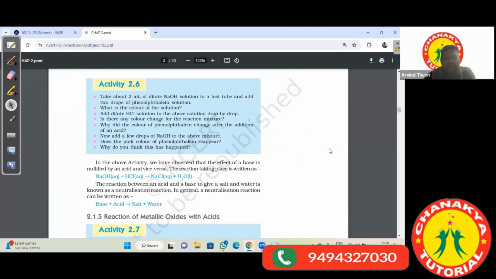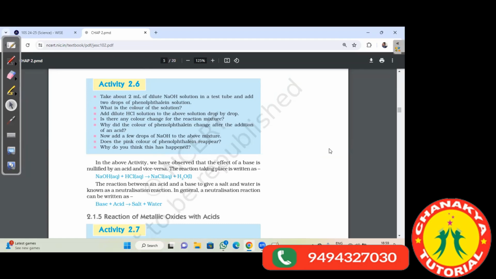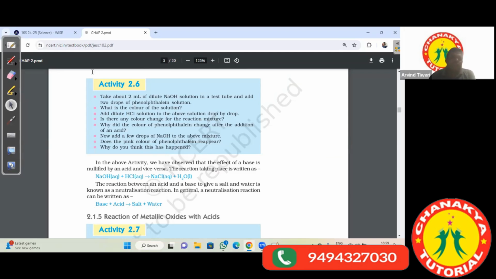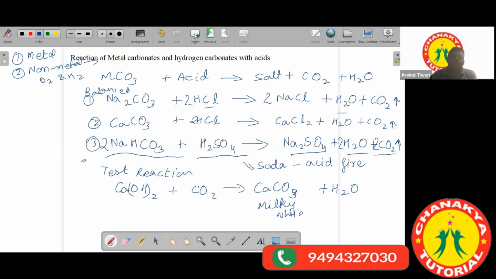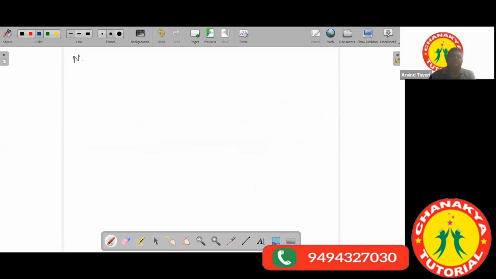Next, the last part is how acids and bases react with each other. What specific name is given to the reaction of acids with bases? Neutralization. Very good, we call it a neutralization reaction. In the neutralization reaction, acids react with a base to form salt and water.